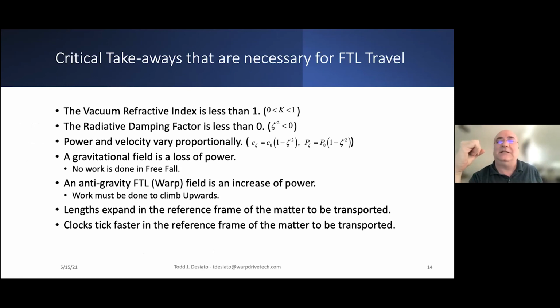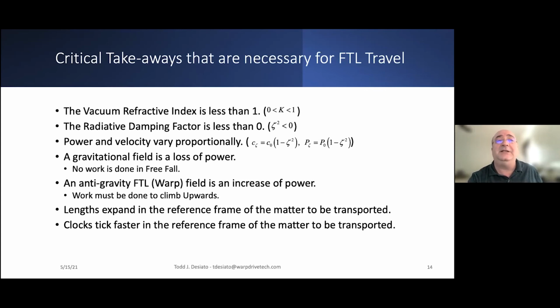Power and velocity vary proportionally. So if the power goes up, speed of light goes up, and that's what we want. And a gravitational field is a loss of power. And because it's a loss of power, no work is being done when an object or a person is in free fall.